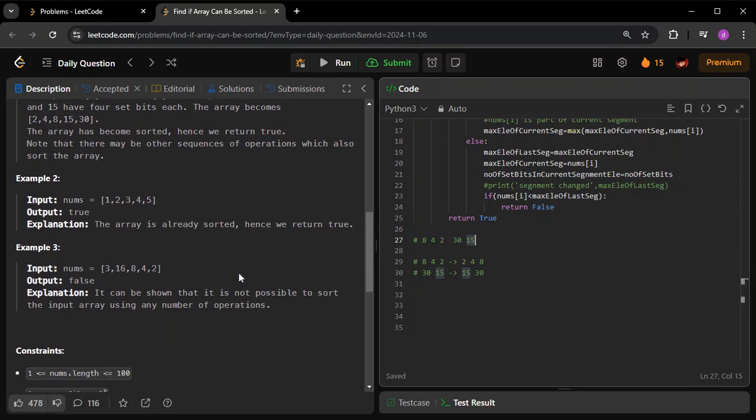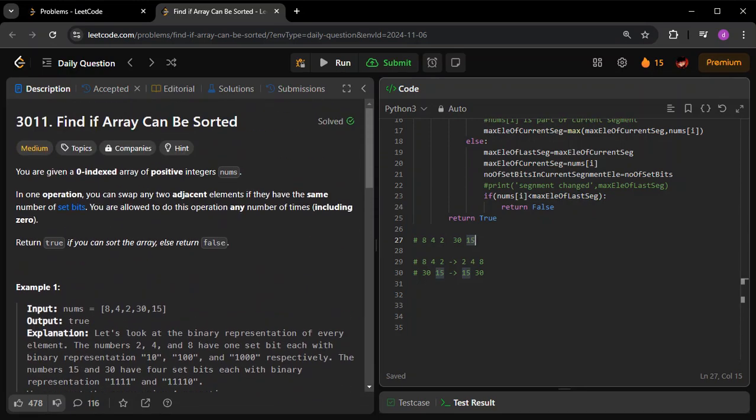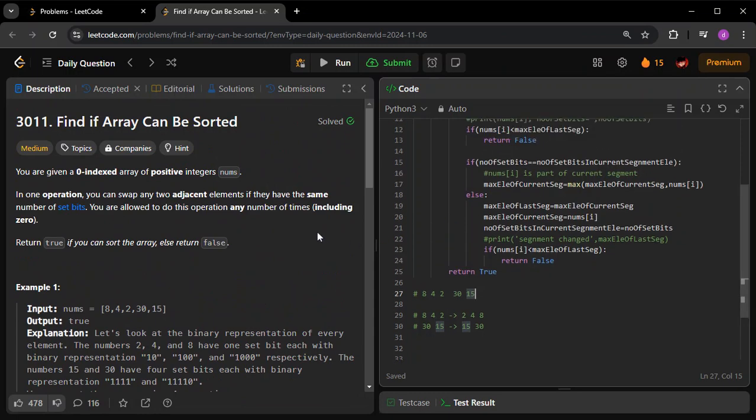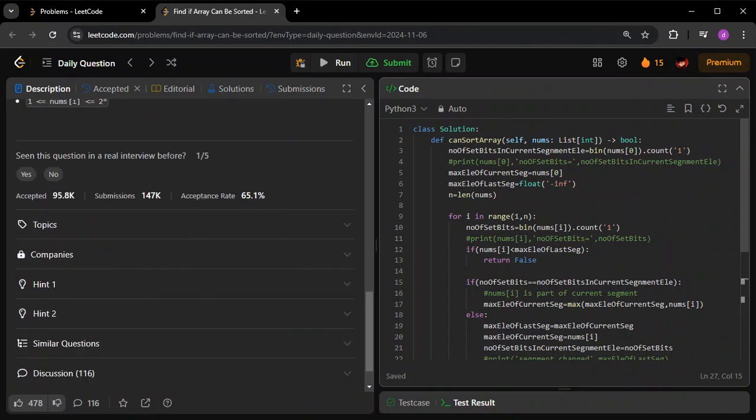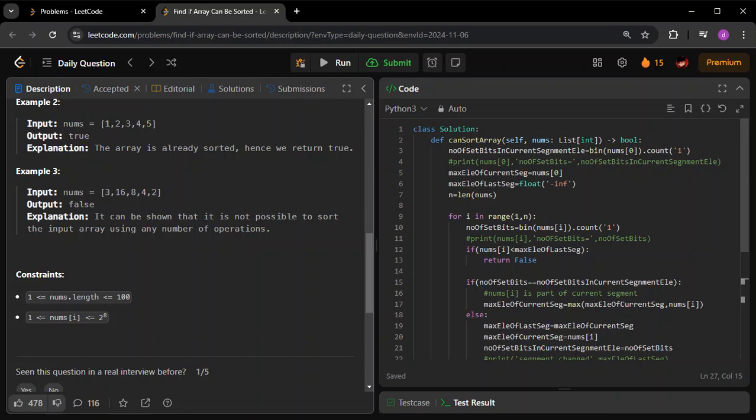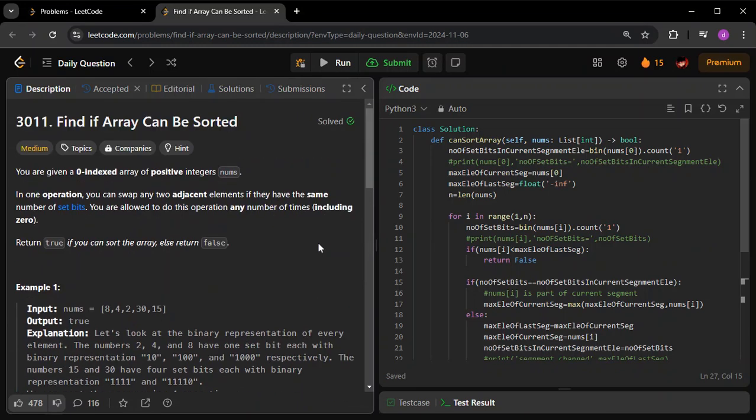This was a good question according to me. I really liked it. One more thing here: since they're talking about swapping, and if you see the constraints, the numbers are really small. Another approach you can think of is bubble sort. Why? Because even in bubble sort we do this swapping concept. So you can use that.